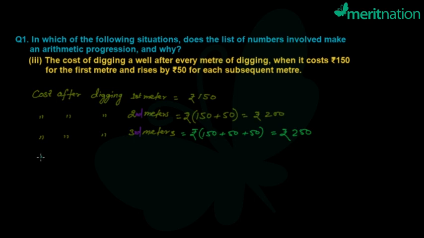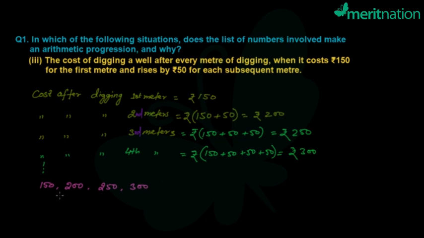Let's find one more. The cost after digging 4 meters becomes 150 for the first meter, 50 for the second, 50 for the third, and 50 for the fourth. So the total becomes 300 rupees. Well, we can find so many terms in this way. Let's collect all those terms and check. The first term is 150, the second term is 200, the third term is 250, and the fourth term is 300.